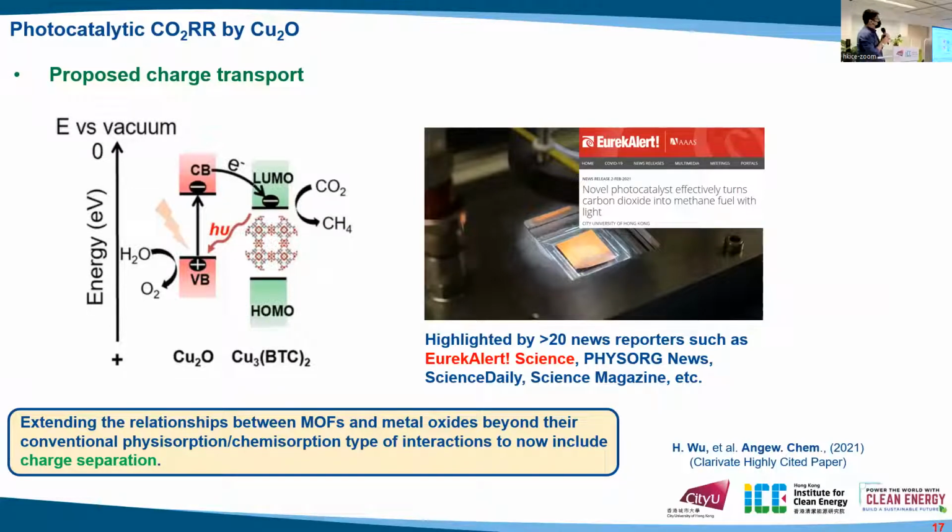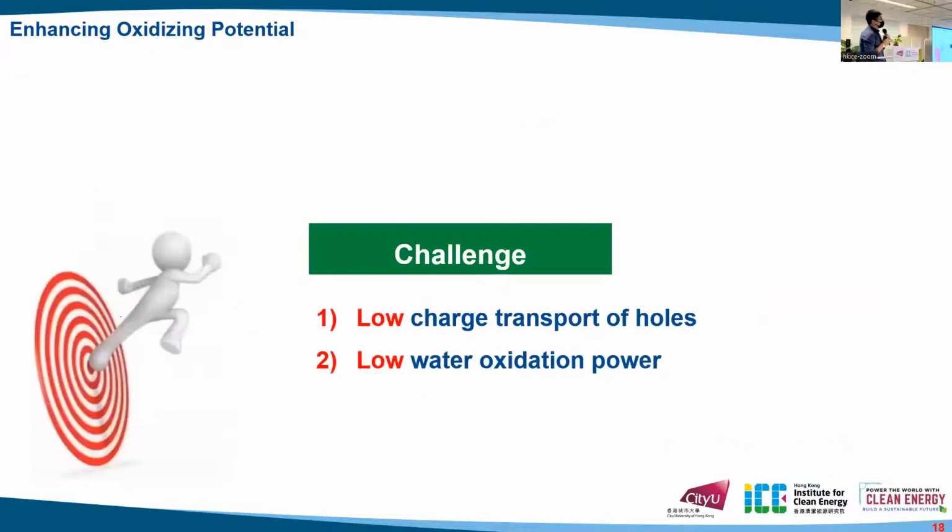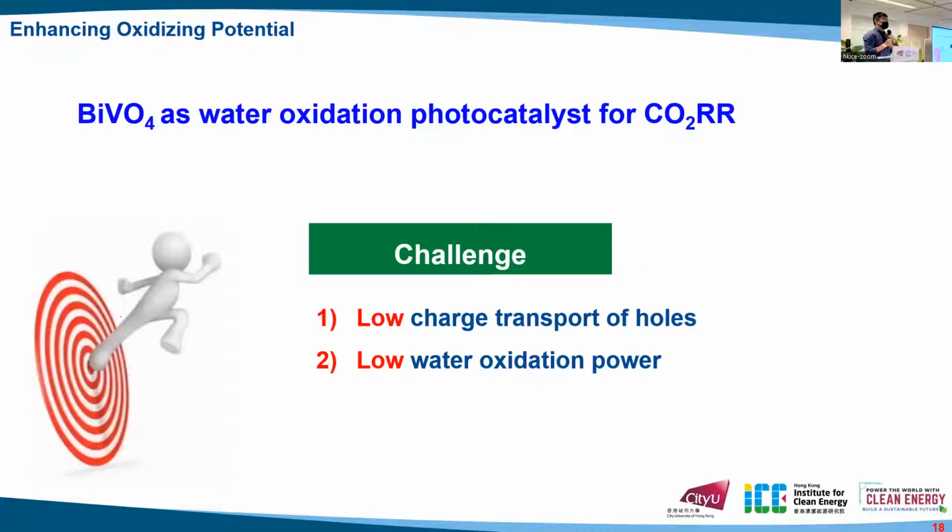Even though our current study shows improved activity and stability for the carbon dioxide to methane conversion, our current system, the overall activity, is still limited by the oxidation part of cuprous oxide. To be more specific, our current system is still limited by the poor transport of photo-induced holes and the limited water oxidation power. So we're thinking of one strategy to assemble another water oxidation photocatalyst, bismuth vanadate, with our current system to further improve the overall activity for carbon dioxide reduction reaction.